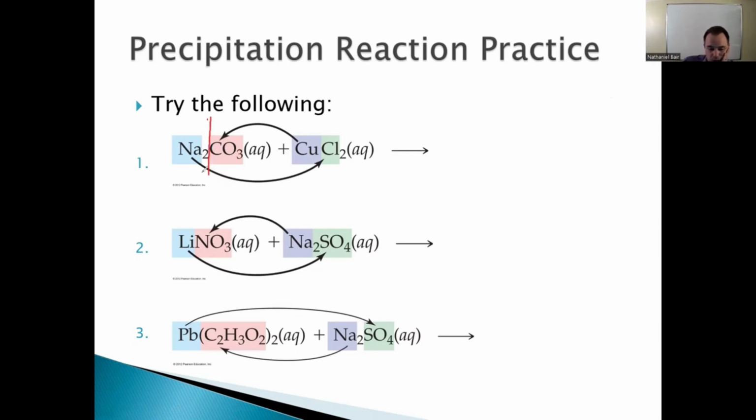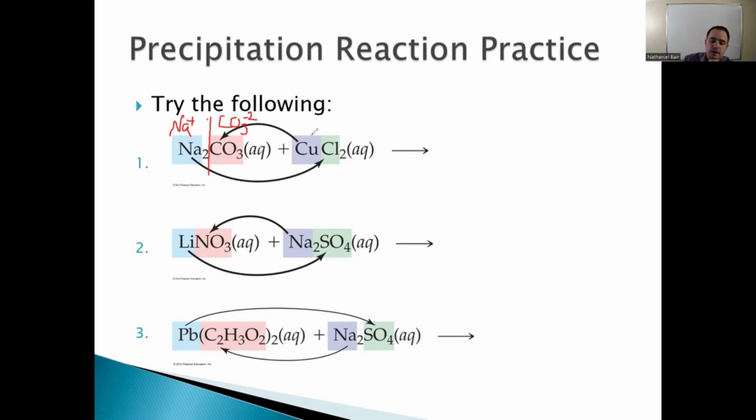So if we look at this first compound, I don't care that there are two sodiums. I'm going to worry about that when I go back and balance it. What I care about right now is what is the cation? Well, the cation is the sodium cation. Yes, there's two of them. I'm going to worry about that when I balance. And then I'm going to write down what the anion is. The anion is carbonate, CO3 2-. That's my anion. So I've got sodium cations and carbonate anions in this beaker, right? That's what this aqueous solution contains.